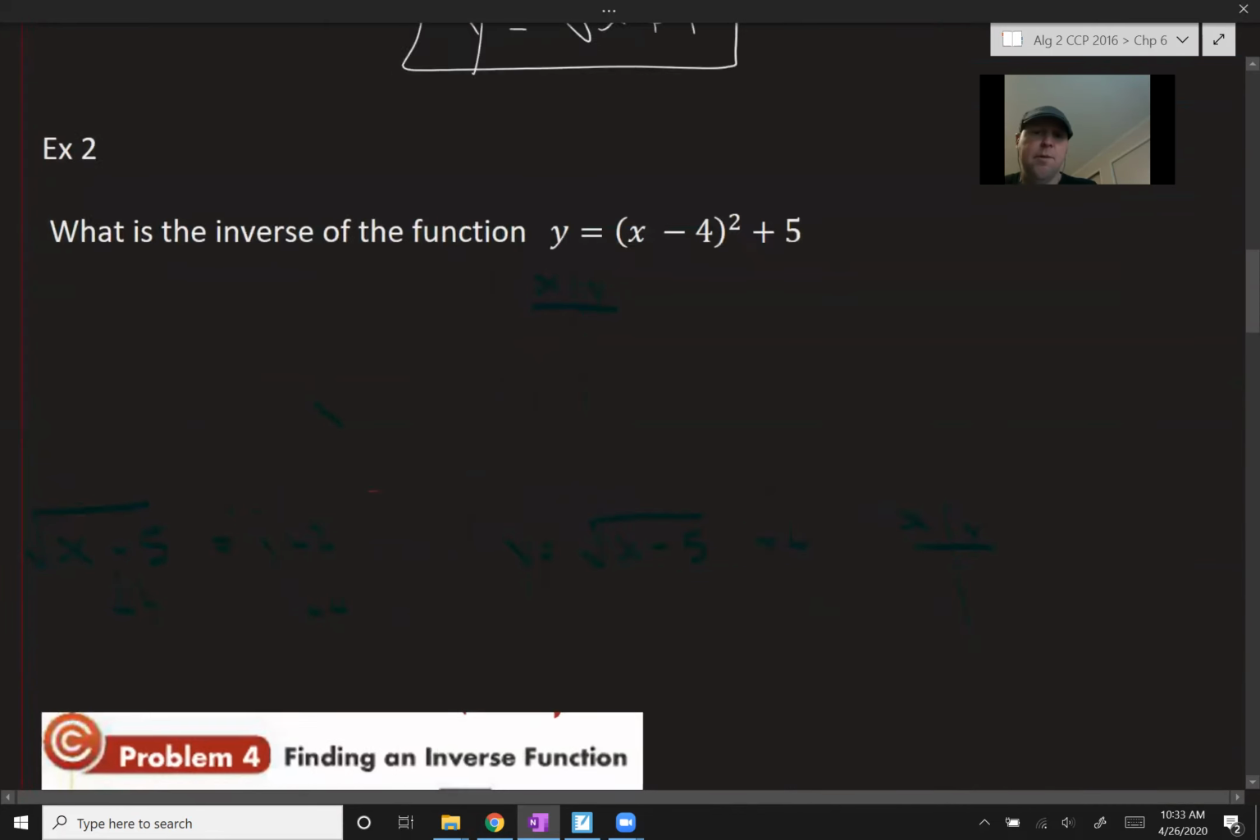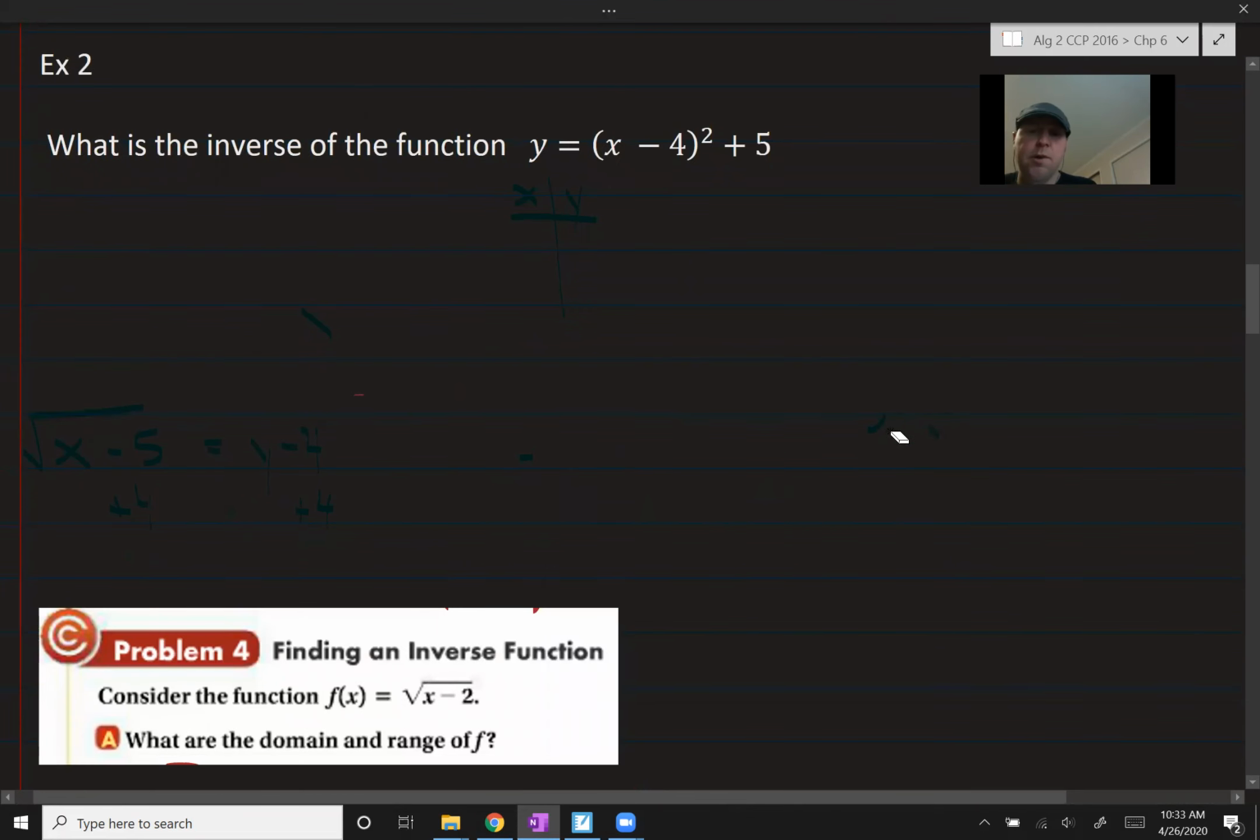What's the inverse of this one? I don't know, man. I'm a little bit scared. There seems to be a lot more going on. What's it say? All right. So change x and y. x equals, you sure about this? y minus 4 squared plus 5. I'm still scared of this problem. No, I'm not. I'm just messing with you.